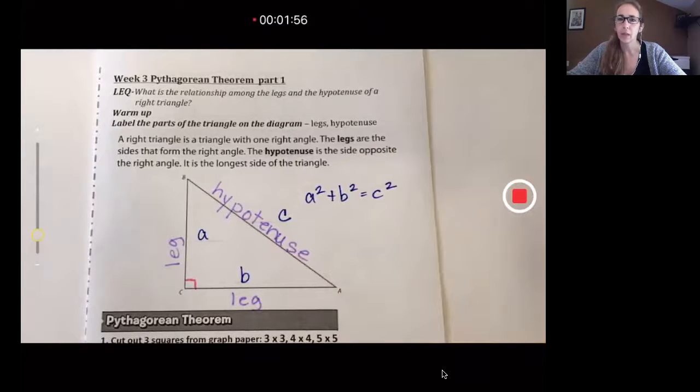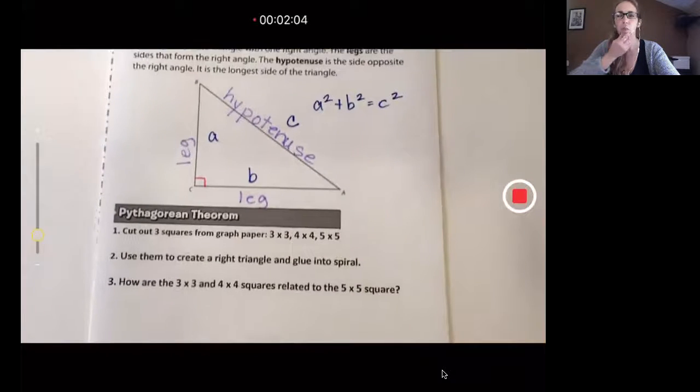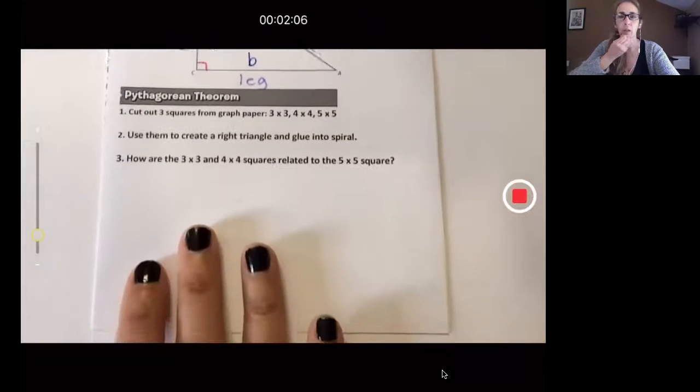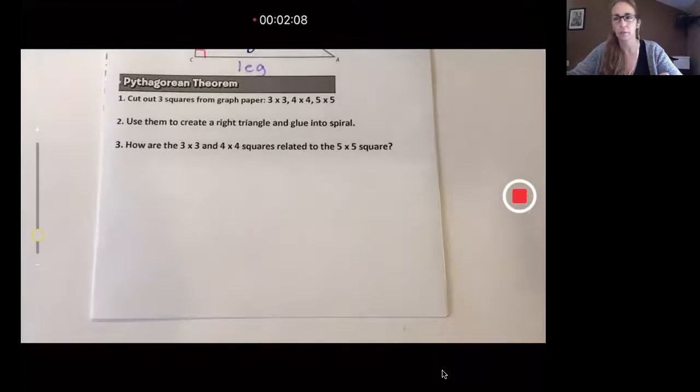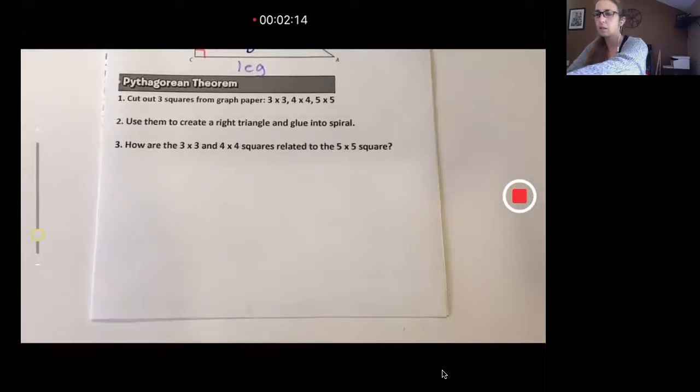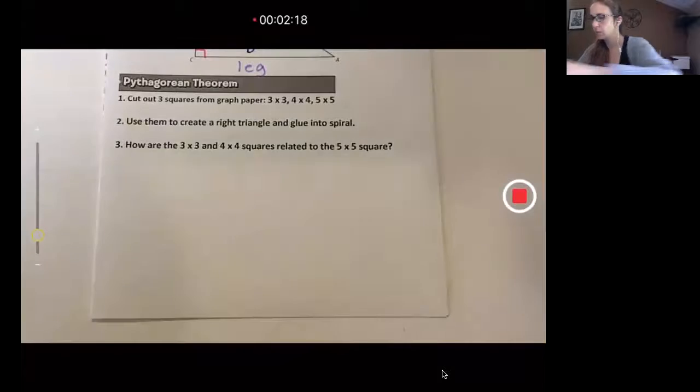So the next activity asks you to cut out 3 squares. That's a 3 by 3, a 4 by 4, and a 5 by 5. And you're going to use them to create right triangles and glue them into your spiral, which if you got a new one, fantastic. If not, you can do it down here. And I already have mine cut out. I'm going to set those right here.